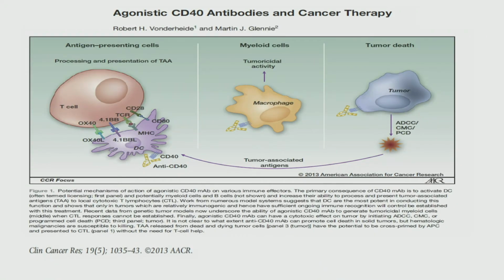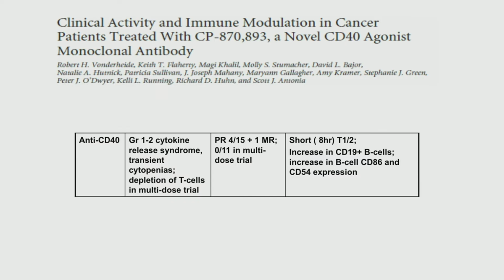CD40 is very interesting. It's a TNF-like receptor on dendritic cells, monocytes, macrophages, and B cells. Some years ago, Bob Vonderheide did a trial of anti-CD40 and showed single-agent activity in melanoma. There were 4 responders out of 15. There was a second trial where it was given too often and not active. It was basically dropped. And then Marcus and Sue started looking at CD40 here and showed activity first in Marcus's model and then in combination with CSF1R.